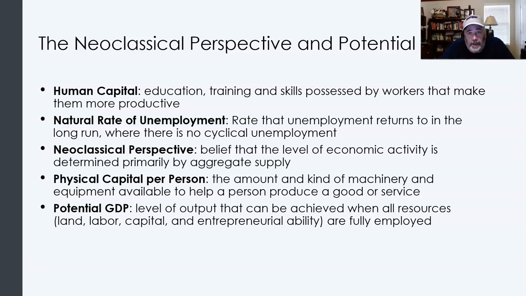So that's where that comes from. It's not that supply creates its own demand. It's that demand is only created because something got supplied. Because you, the person doing the demanding, had to supply something in order to get the resources to demand anything at all. And then potential GDP is that level of output that can be achieved when all resources, talking about the four factors of production, land, labor, capital, entrepreneurial ability, are fully employed.